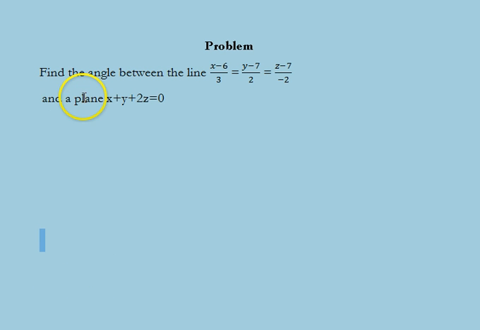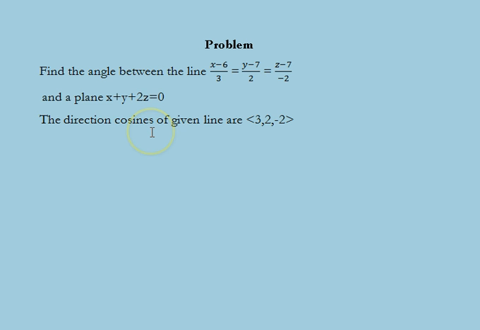We have a problem in which we have to find the angle between the line which is given as x minus 6 divided by 3 equal to y minus 7 divided by 2 equal to z minus 7 divided by minus 2, and the plane which is represented as x plus y plus 2z equal to 0. Now the direction ratios of the given line are 3, 2 and minus 2, and the given plane is x plus y plus 2z equal to 0.